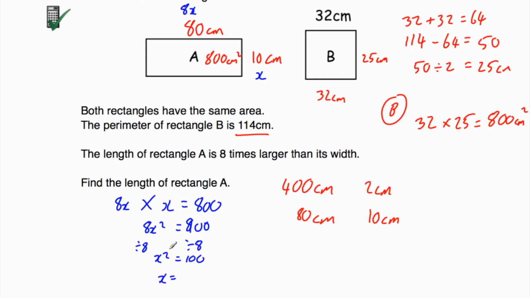So the square root, because it's x squared, we do the opposite of squaring, which is square root, and the square root of 100 is equal to 10. So that means that the width was equal to 10 centimeters, and the length, which is 8 times longer, would be equal to 80 centimeters.